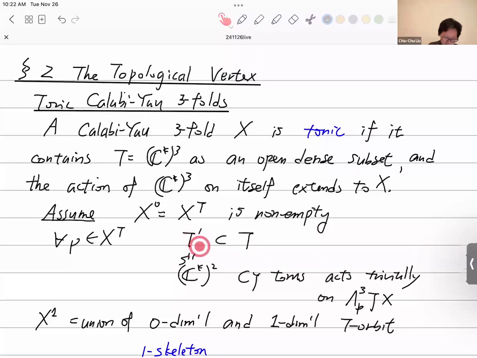Which is not trivial, and let T prime be the subtorus which acts trivially on this complex line. This is called the Calabi-Yau torus. This T prime is independent of the choice of fixed point because this line bundle is like the dual of the canonical line bundle. It is actually trivial. So let's define a two-dimensional subtorus, which we will call the Calabi-Yau torus, denoted T prime.